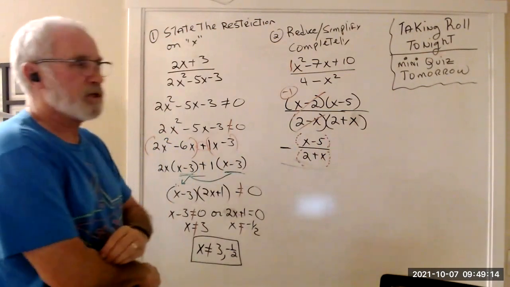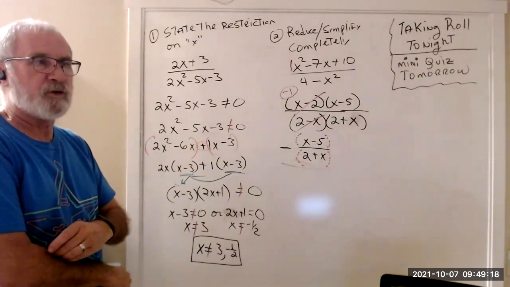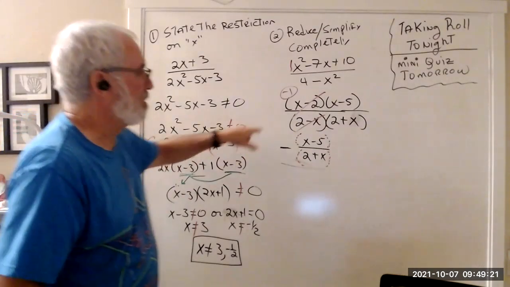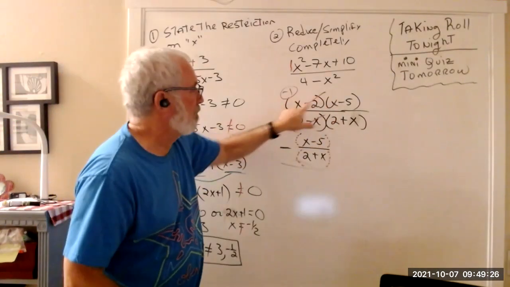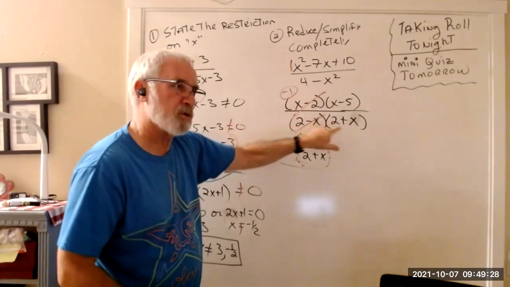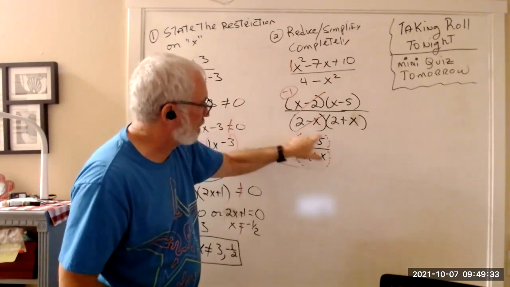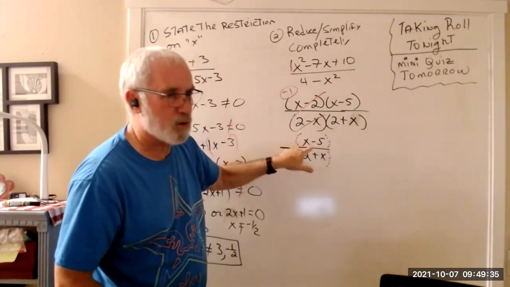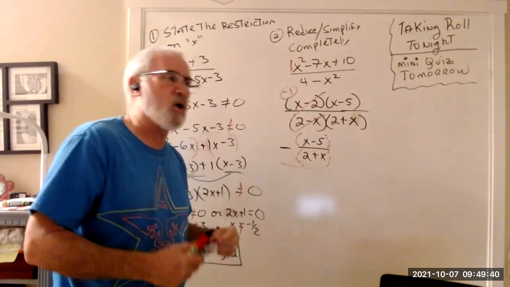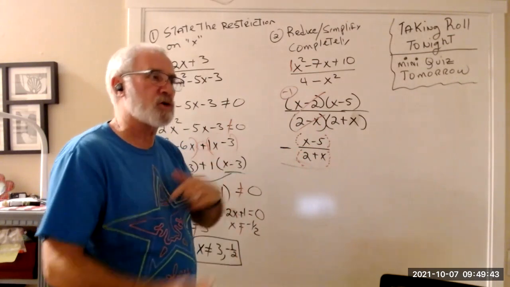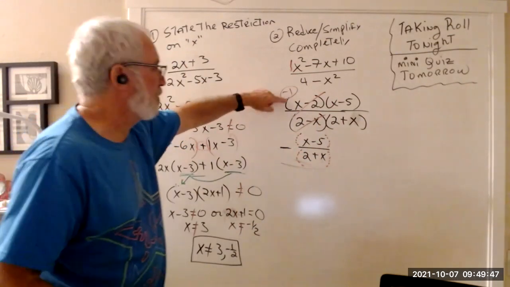If you haven't noticed, canceling or reducing only happens when the problem is a multiplication and division problem. See, these two are multiplying. These two are multiplying, and the top and bottom are dividing. But here, if you look at this, the numerator, they're subtracting. The denominator, they're adding. Canceling only happens with multiplication and division. Okay? You can only cancel the quantities.